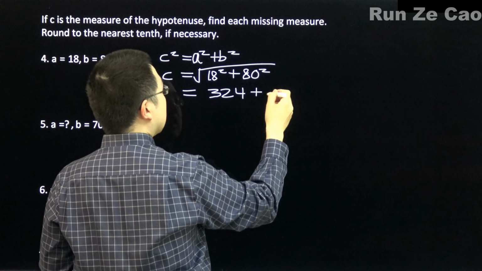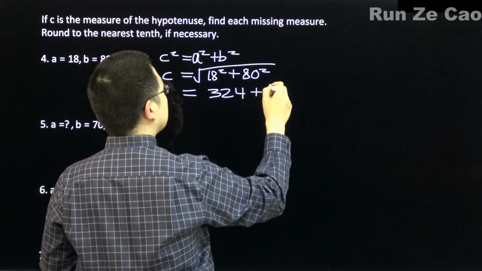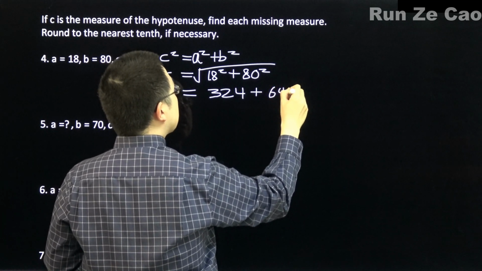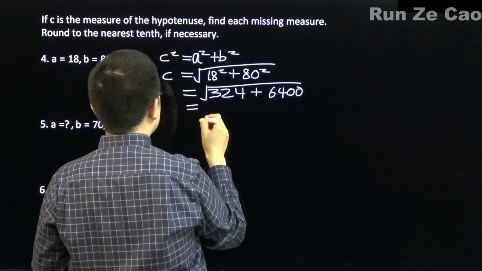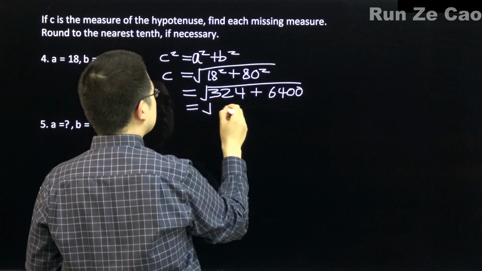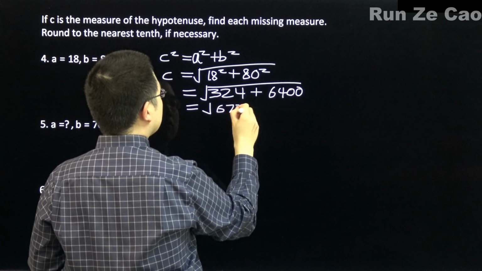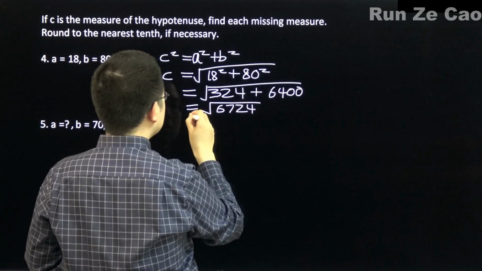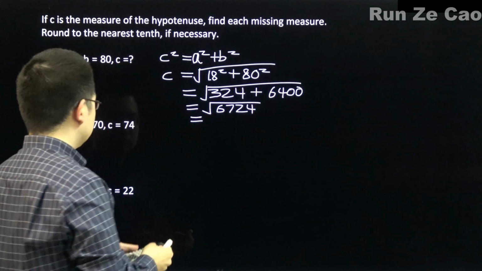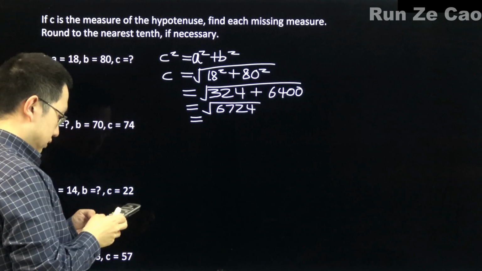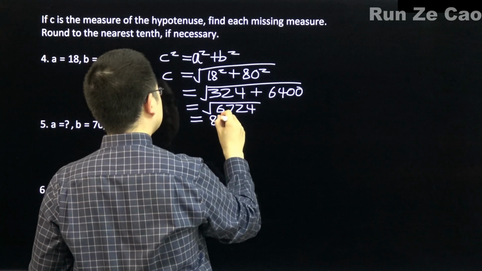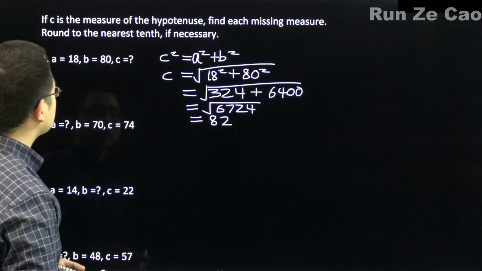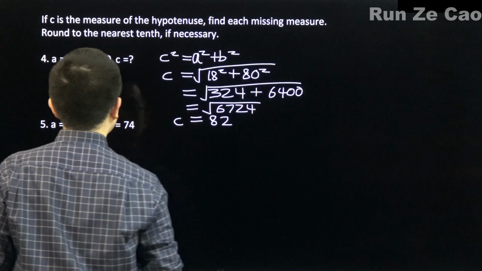Plus 80 squared, 8 squared is 64, so 6,400. And you're looking at the square root of 6724, which is 82. Hurrah. Okay, C equals 82.